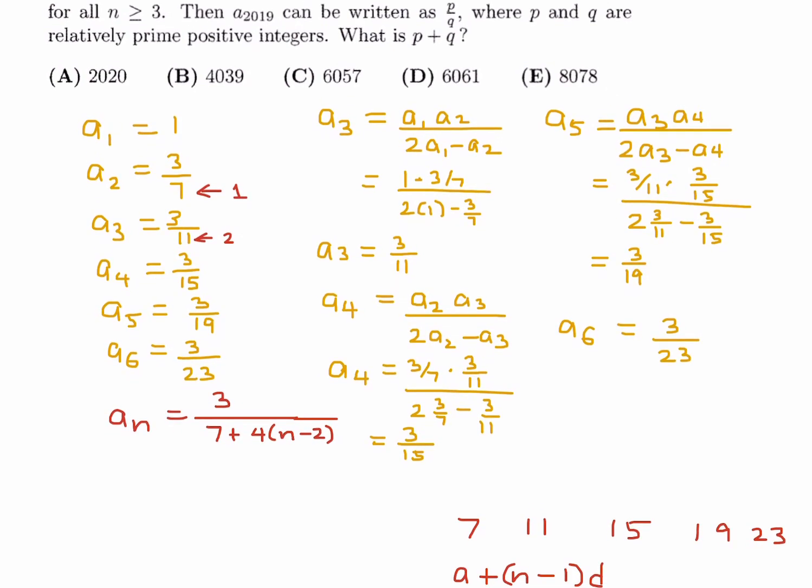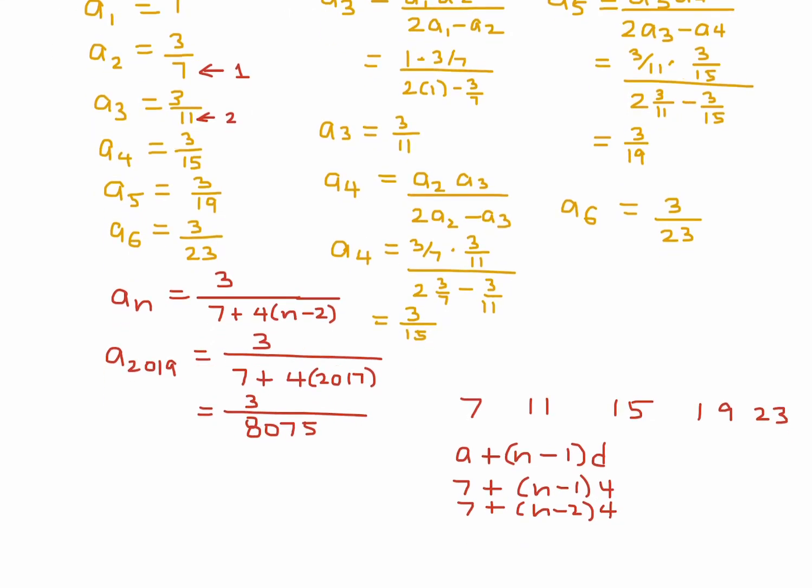A_2019. Okay, no problem. Now that we have a formula, we can just sub in 2019 for the value of n. So when we do, we get 2017 when you subtract 2. So that's 3 over 4 times 2017, which is going to be 68 plus 7, 75. So 8075. So this is my P over Q that they keep talking about.